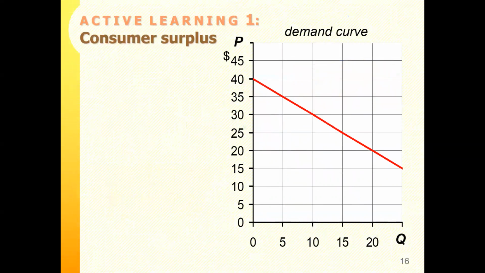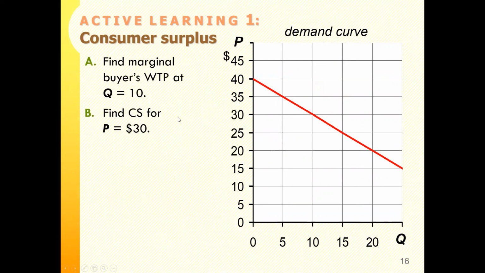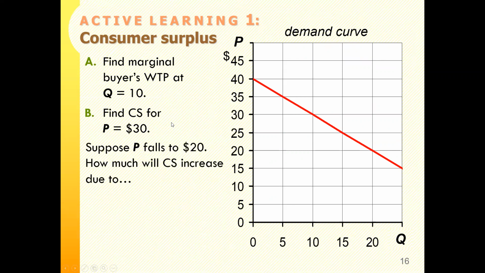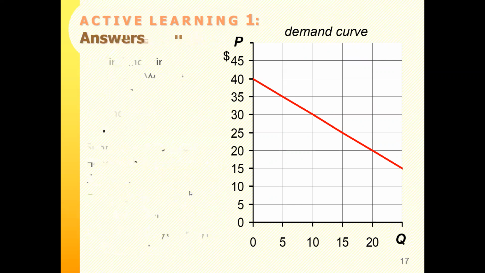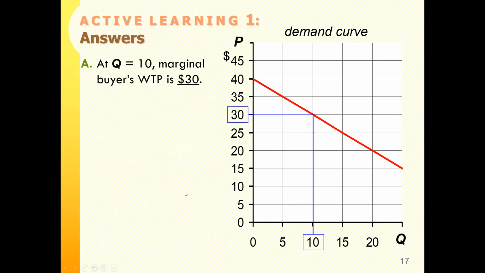At this point, let's have a look at this active learning example. So we are required to find the marginal buyer's willingness to pay at quantity equal to 10. We are also required to find the consumer surplus when the price is 30. And then suppose price falls to 20, how much will consumer surplus increase due to, one, the buyers entering the market and, two, existing buyers paying a lower price? Let's look at the answers.